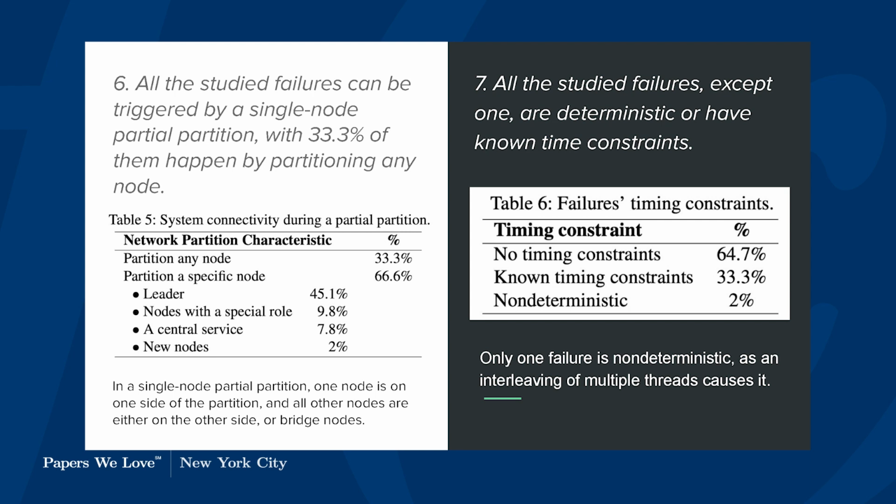All the studied failures, except one, are deterministic or have known timing constraints. So only one of these issues is non-deterministic. It requires interleaving multiple threads. The rest you can test out on your own machine at home, and you'll see that either no timing constraints are needed or there are known timing constraints. We talked about this in the previous paper. This is like, for example, if a write occurs before the leader steps down.